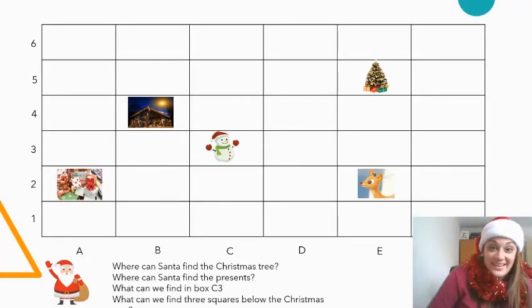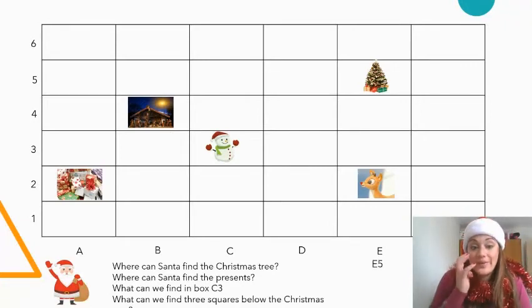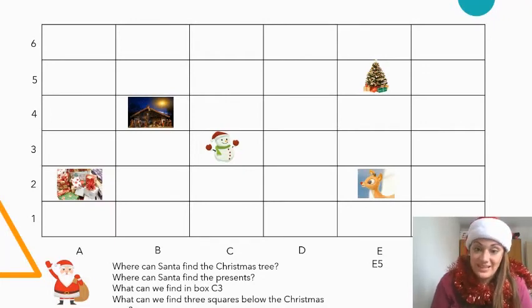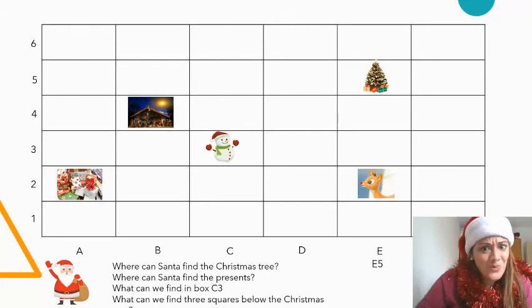Okay, children. Now, where can we find the Christmas tree? We're going to take a look at the position of the Christmas tree. We're going to take a look at the letter below that column, which is E, and the number at the side, which is 5. So we find the letter first and then the number of the box. Where can Santa find the presents? I'm sure most of you found the presents, but can we help Santa locate the presents? Well done. It's box A2.